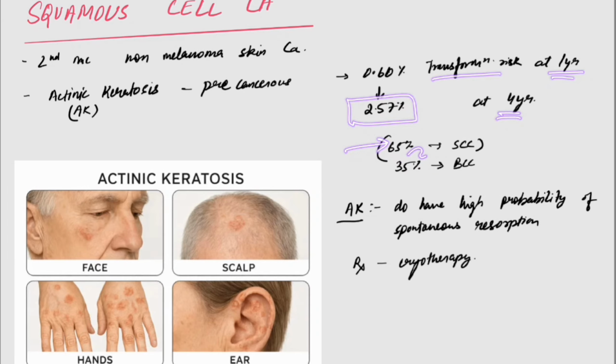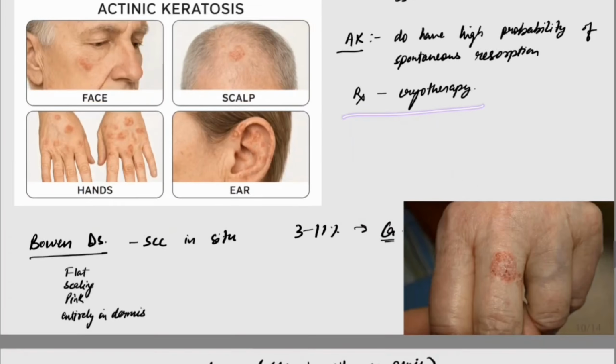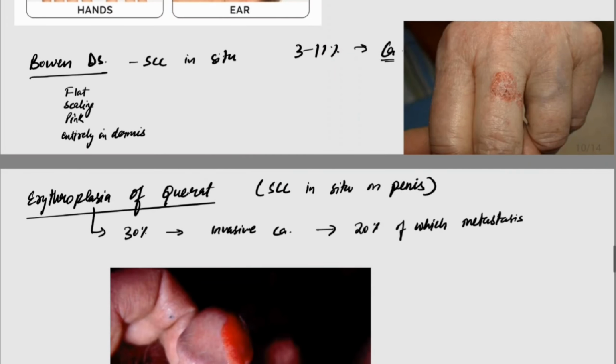65% of the transformation is into squamous cell cancer and 35% into basal cell cancer. Actinic keratosis has a high probability of spontaneous resorption. Treatment is by cryotherapy. Now coming to Bowen disease.